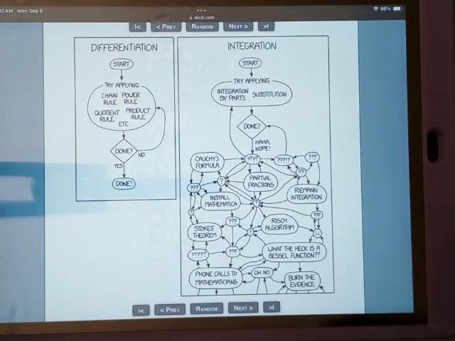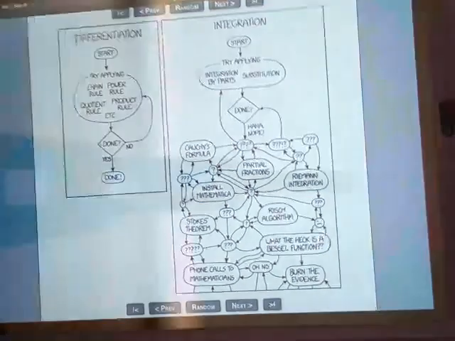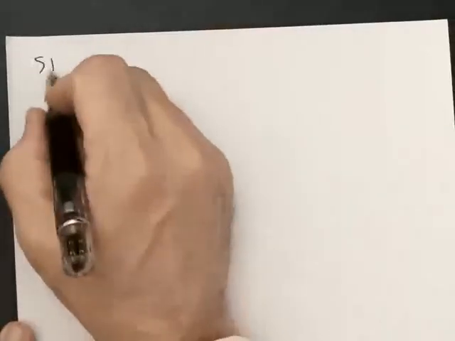Derivatives are, in some sense, the much easier version of the game. Why we did them first. But now that I have all these different methods for doing integrals, how do I decide? What's the appropriate strategy?